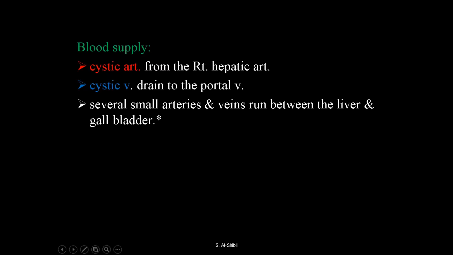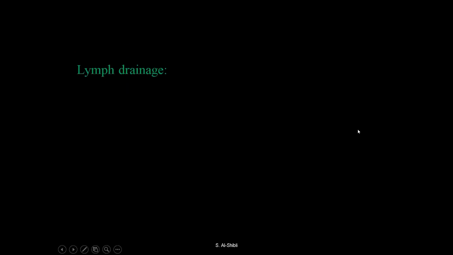When we remove the gallbladder from its bed, we will find many bleeding spots between the gallbladder and the bed of the liver. These are small arteries and veins running between the liver and the gallbladder. So the gallbladder not only takes blood from the cystic artery. Usually the main arterial supply comes from the cystic artery, but it also has some vessels running between the two structures, because they are so close, the liver and the gallbladder.